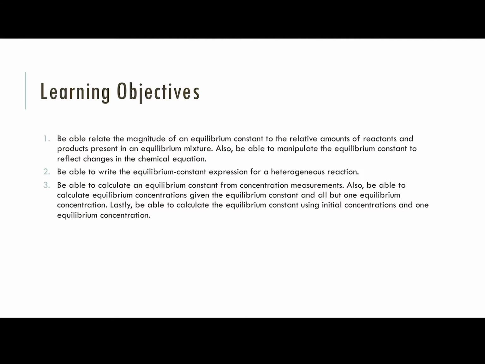reaction. And then we're going to take concentration measurements, calculate out our equilibrium constant, take our equilibrium concentrations and our equilibrium constant, and solve for another equilibrium concentration. And we'll be able to calculate our equilibrium constant using initial concentrations and one equilibrium concentration. So we're going to start actually calculating out our equilibrium constant, or use our equilibrium constant to calculate our concentrations.